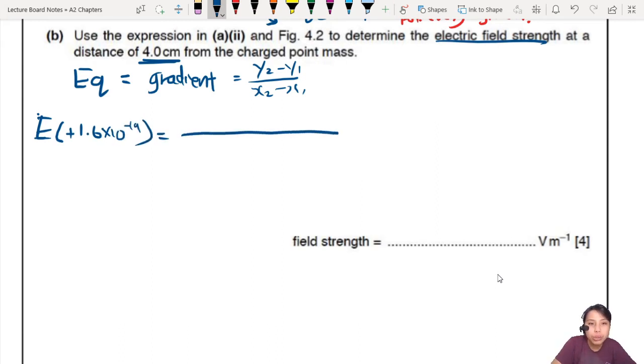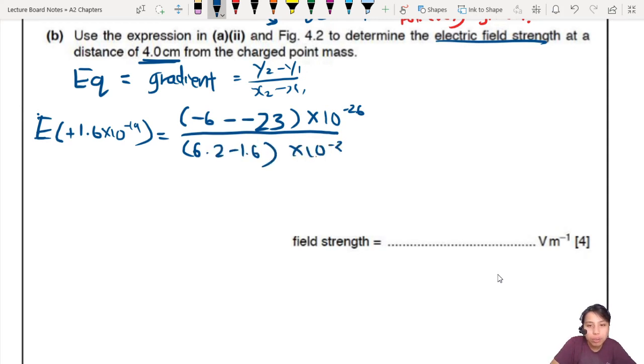Gradient, y2 minus y1. Let's go. So y2 minus y1, which is negative 23. But also, this is such an ugly thing. Okay, I'll leave it there so you can see. Times 10 to the negative 26. Remember the prefix? This is like paper 5, guys. Come on. So 6.2 minus 1.6, times 10 to the negative 2. So I'll go through a little bit faster here.